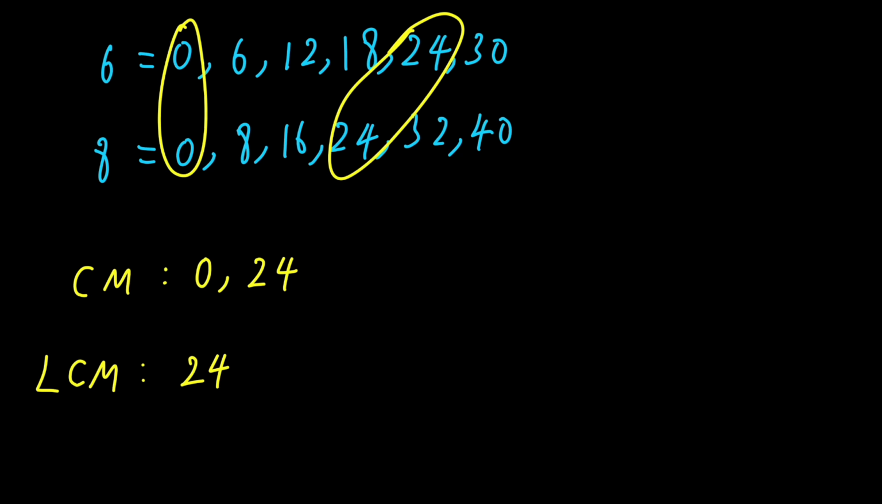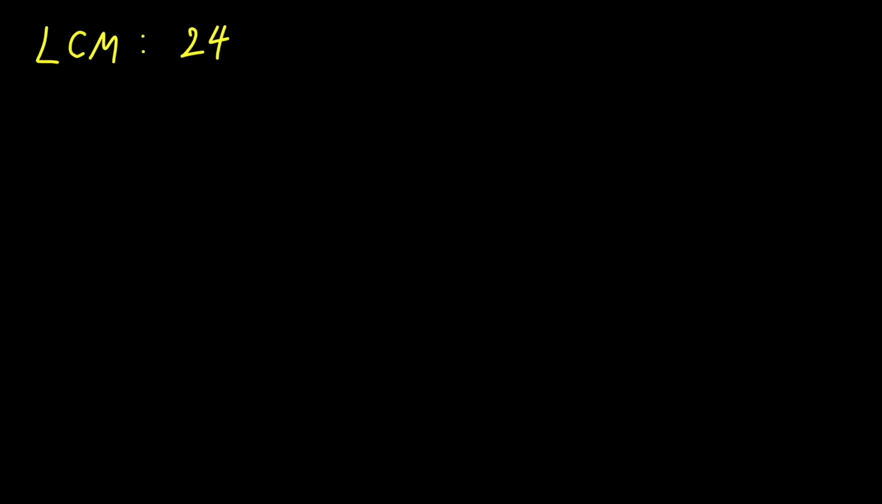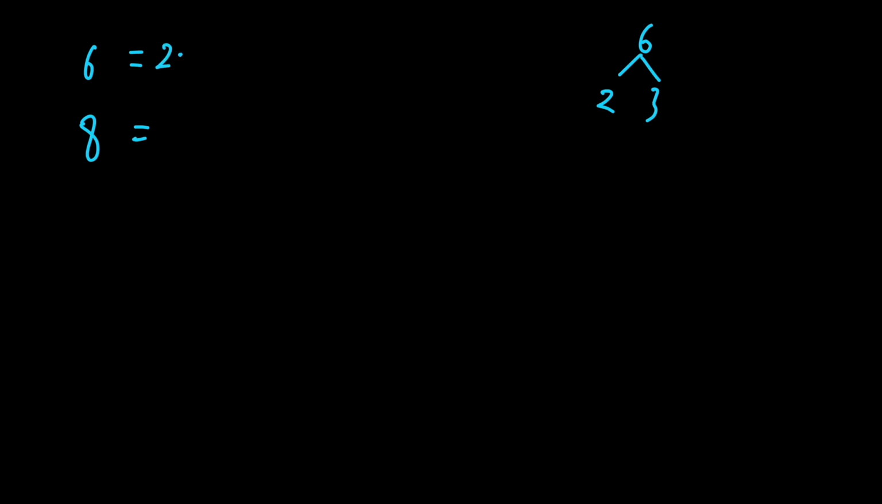For the same two numbers, we have a different way to figure out the LCM, which is by using prime factorization, which is somehow much easier to use. So again, for these two numbers 6 and 8, this time we use prime factorization. Write 6 as 2 times 3. And for the number 8, we break it down, starting with 2. 2 times 4 gives you 8, and then 2 times 2 gives you 4.